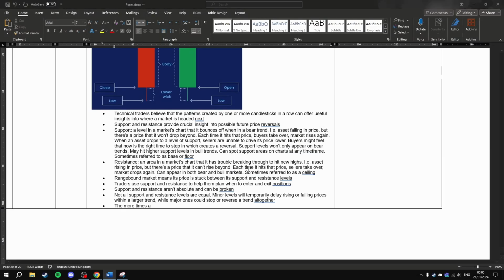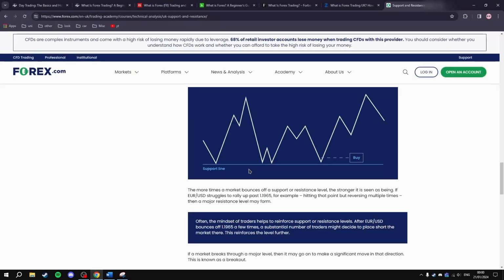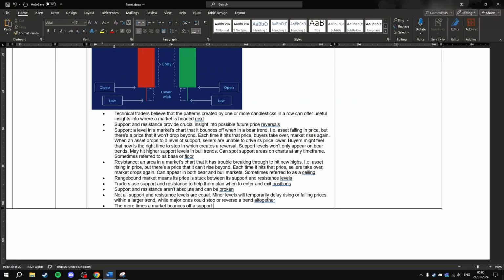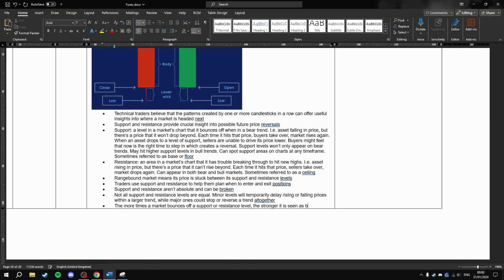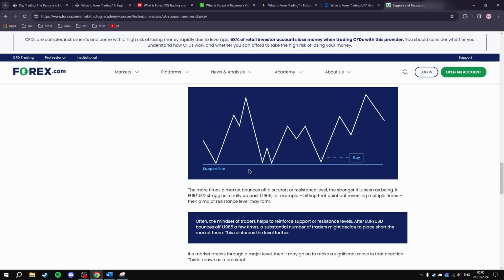The more times a market bounces off a support or resistance level, the stronger it is seen as being. Hitting that point but reversing multiple times, then a major resistance level may form.